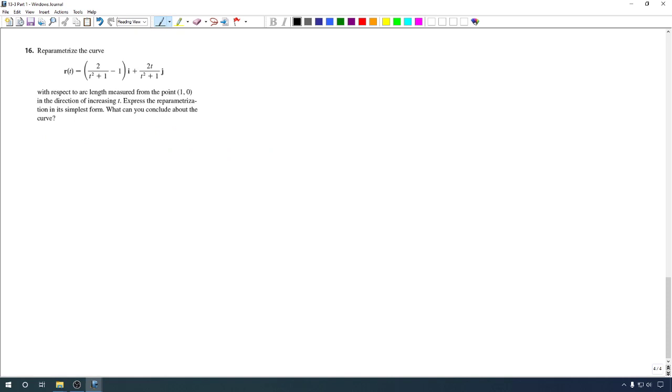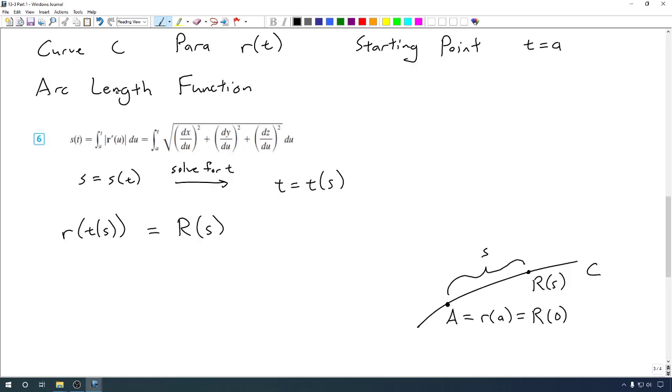This will make a little bit more sense when we put it into practice. So let's look at problem 16. They give us a curve. They don't really tell us what the curve looks like, but they give us a parameterization. They want us to find an arc length parameterization. Basically, the kind of parameterization we have here, but they actually did pick the starting point for us. Once we pick that starting point, the arc length parameterization is pretty much set.